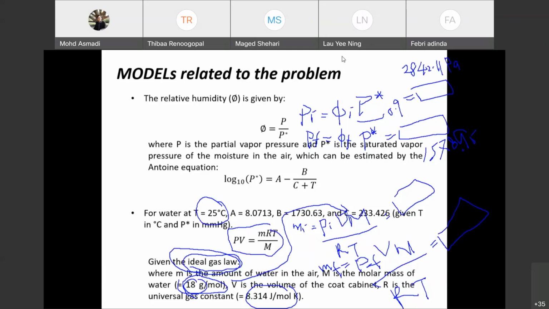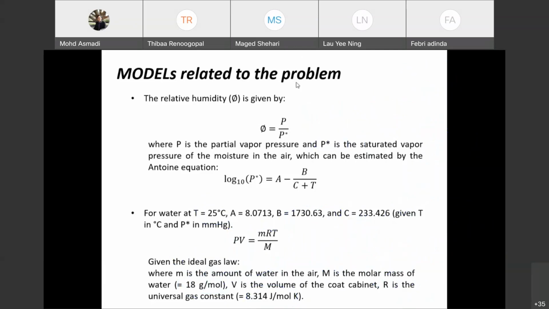I'll give you 5 minutes. Can you calculate MI and PI? Okay, what is MI and MF? Anyone?